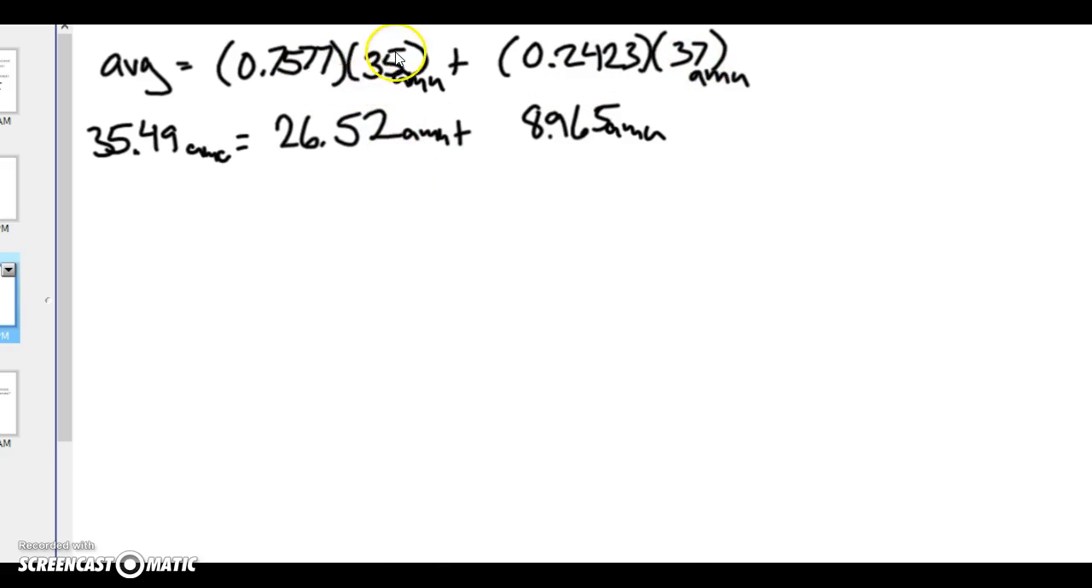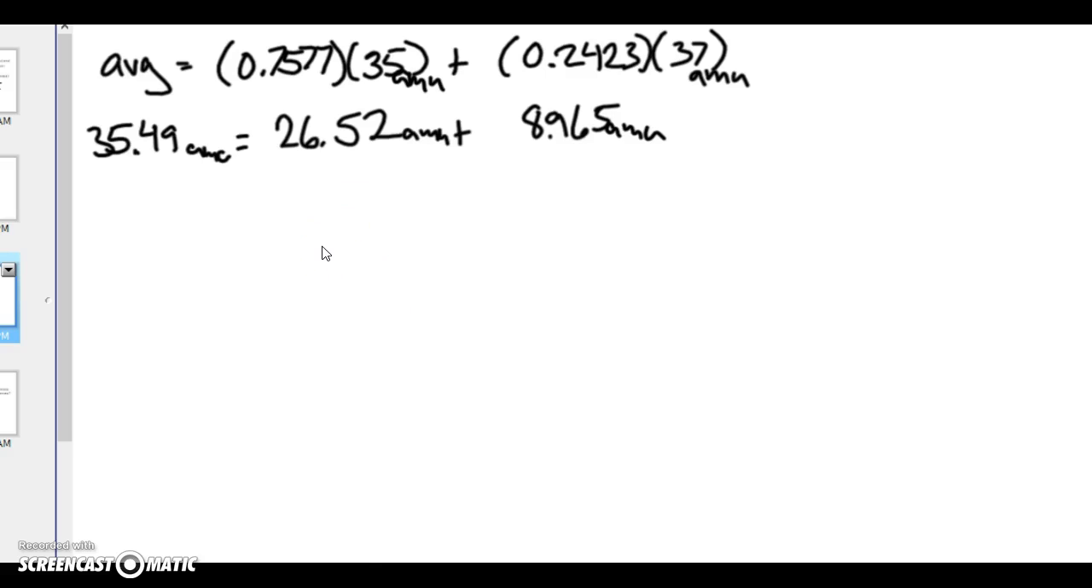So then you go ahead and multiply these together to get 26.52. Multiply these together to get 8.965. And that adds up to 35.49. Again, it doesn't match the periodic table exactly, but we're rounding.